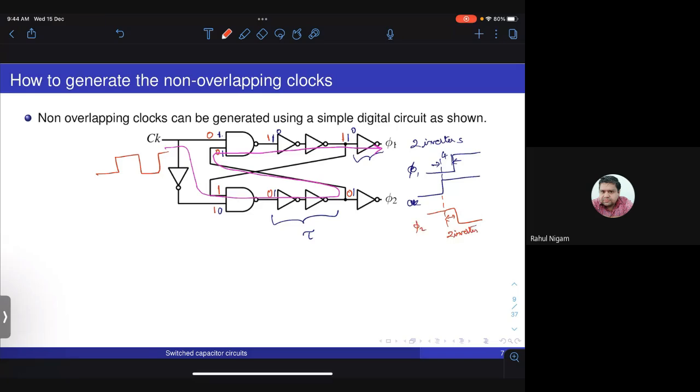So every time there's a transition of the clock, on the rising edge of the clock, phi 2 goes from 1 to 0 after a delay of 2 inverters. Phi 1 goes from 0 to 1 after a delay of 4 inverters. So there will be a period of delay of 2 inverters between these two clocks, wherein both phi 1 and phi 2 are 0. A similar thing will happen on the falling edge. So basically this will give you a non-overlapping clock which has a non-overlapping period of 2 inverters.